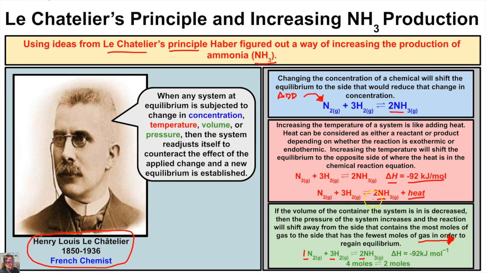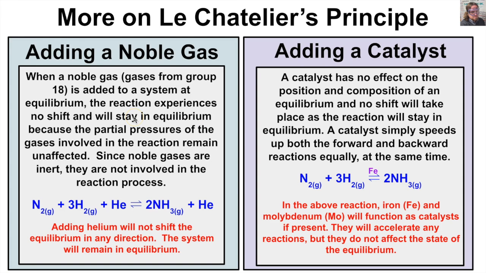equilibrium. So let's take a look at a few more variables that will have an effect on equilibrium and equilibrium shifts. And so let's take a look at more variables that we can manipulate and see what effect they're going to have on an equilibrium. What if we add a noble gas? Let's suppose we have the Haber process here, and we're going to add helium to this chemical equilibrium.